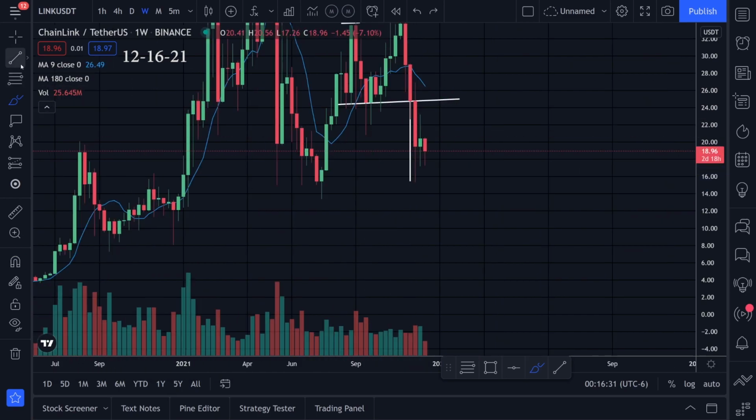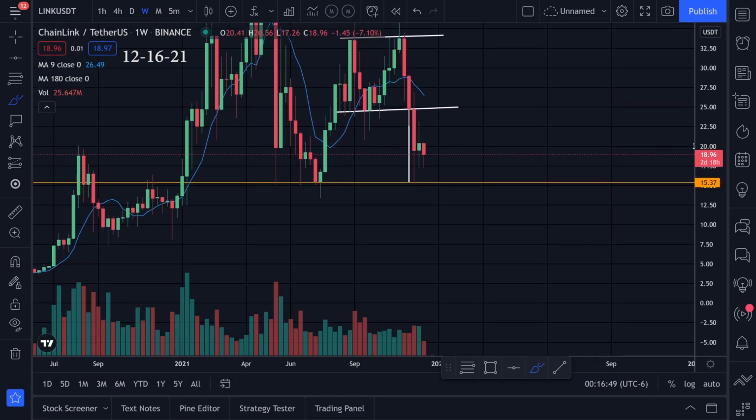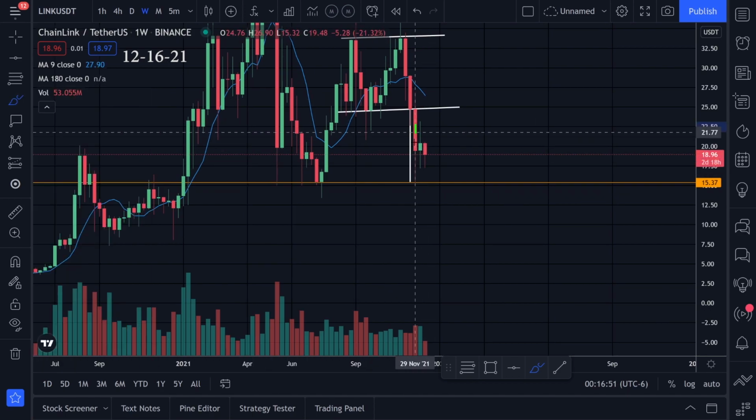So what I would probably also do is do a horizontal line right here at the bottom of this support. We came down, found support right here, got a bounce, and started trending up. So I would also be targeting this area, and they both line up coincidentally. So I'm looking at around 15.35, 15.37. Hopefully it could come down and get a bounce at this level here.